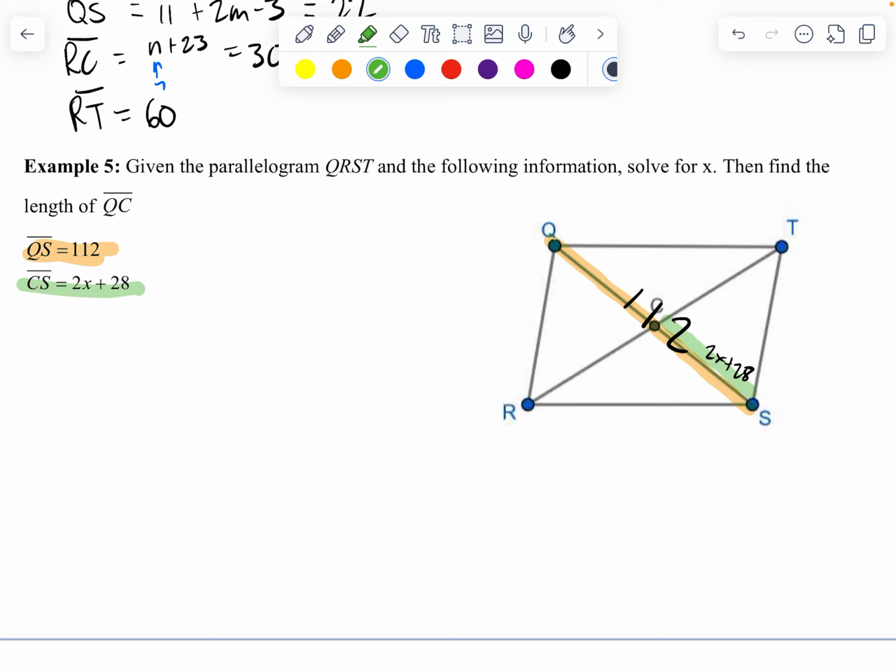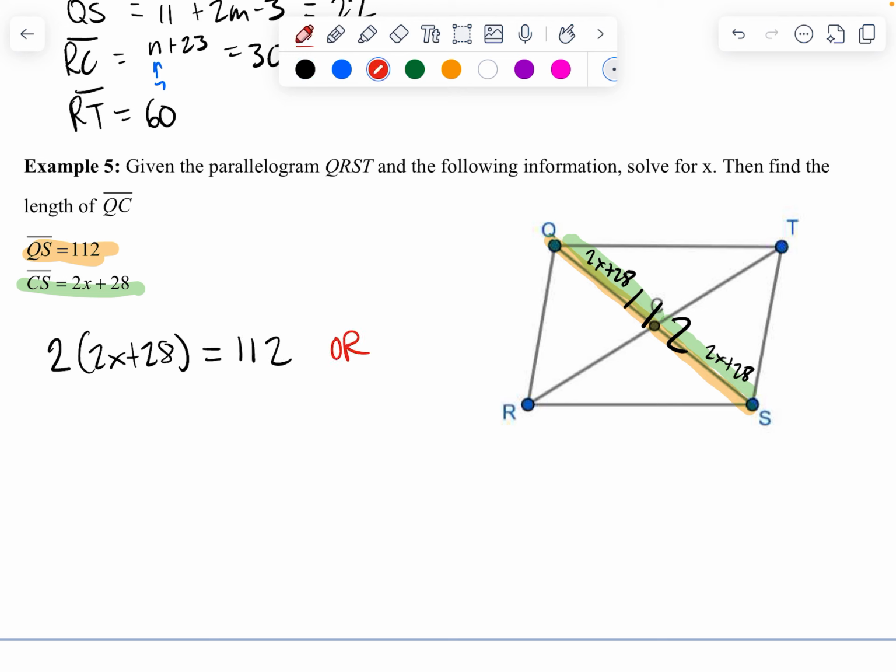Well, keep in mind, diagonals, by your theorem, bisect each other, which means this is also 2x plus 28 there. So you'd say, okay, well, equation-wise, how do my two little green portions relate to the orange? Well, I know that 2 of my green portions, the 2x plus 28, equals the whole 112.